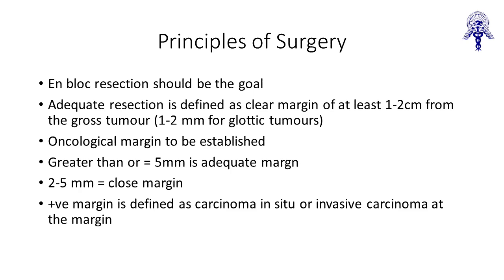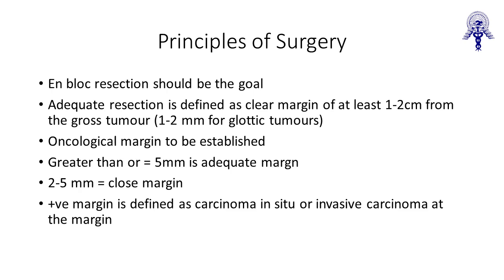These are all general surgical principles. In all oncosurgery, the goals are the same. The oncological margin is to be established, that is at least 1 to 2 centimeter from the gross tumor. Greater than or equal to 5 millimeter is an adequate margin for us. 2 to 5 millimeter is a close margin, and a positive margin is defined as carcinoma in situ or invasive carcinoma at the margin.